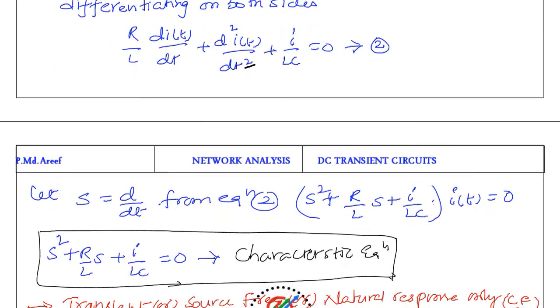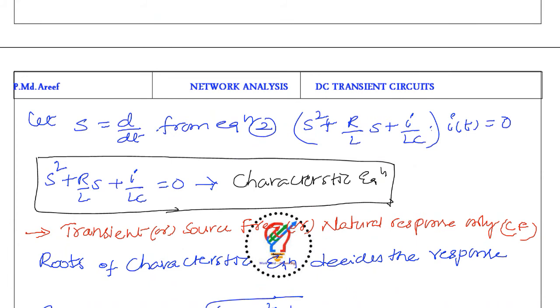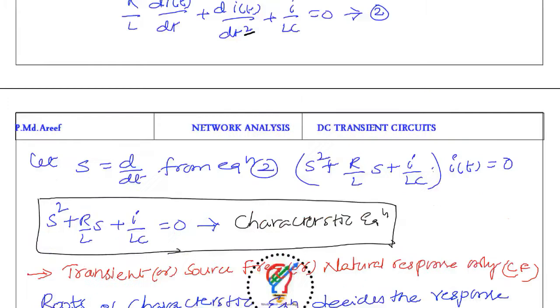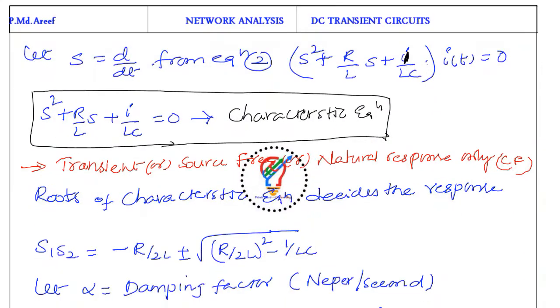Already we know this is a second order linear equation. Here, by assuming S is equal to d by dt, from equation number 2, what can we write? Substituting S for d by dt, we can write S square plus R by L into S plus 1 by LC, multiplied by I of t, equal to 0. So this equation, S square plus R by L into S plus 1 by LC equal to 0, is called the characteristic equation.